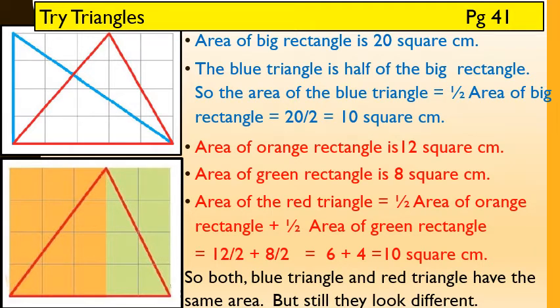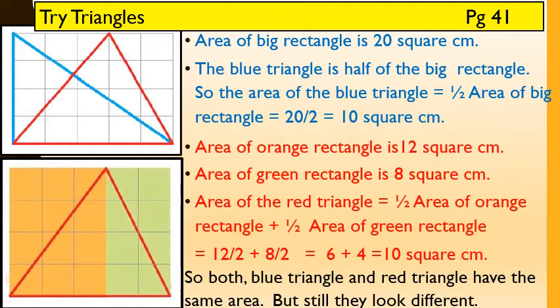That is, half of 12 is 6 and half of 8 is 4. So 6 plus 4 is 10 square centimeter. So area of red triangle is 10 square centimeter. So we conclude that both blue triangle and red triangle have same area, that is 10 square centimeter.